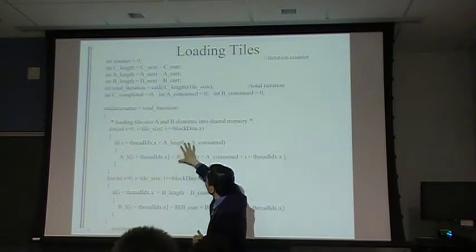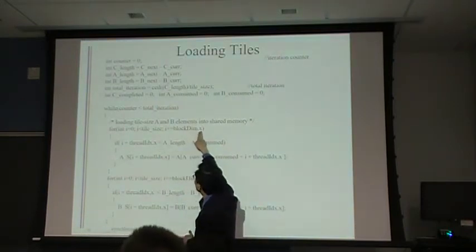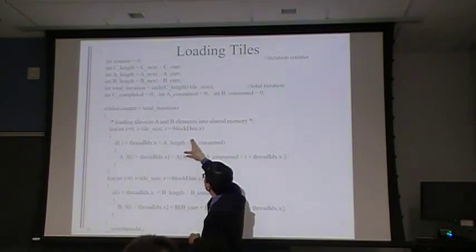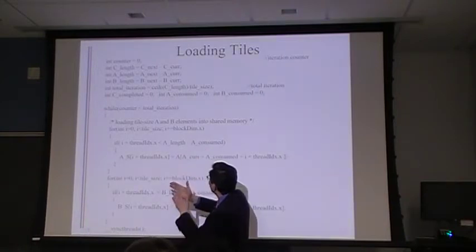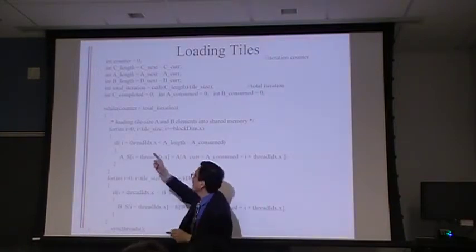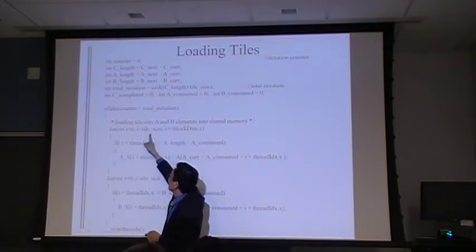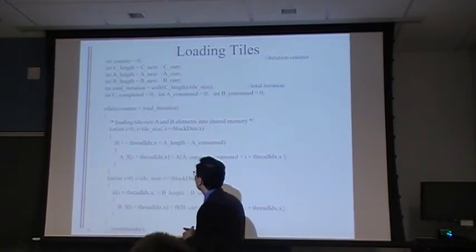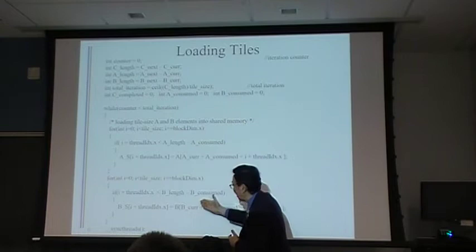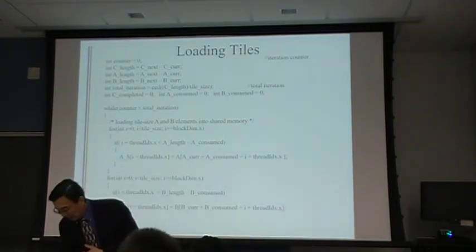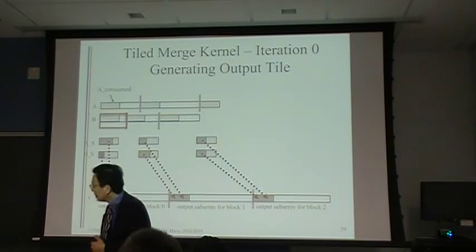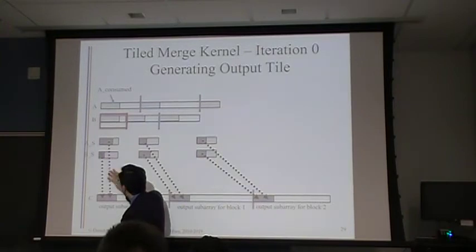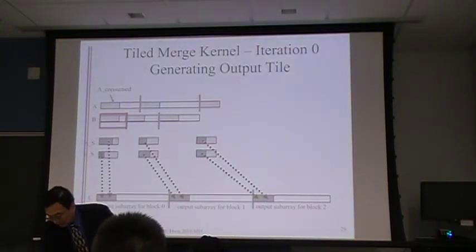So we would have this iteration. The tiles i is 0 and i is less than tile size, and then we would add the block dimension. If the block dimension is 256 and tile size is 1,024, then we iterate 4 times, right? So that we can load all the A elements. We load all the B elements we need for that tile, and then all the threads are going to calculate the co-rank function using the data in the shared memory, and then do the merge.